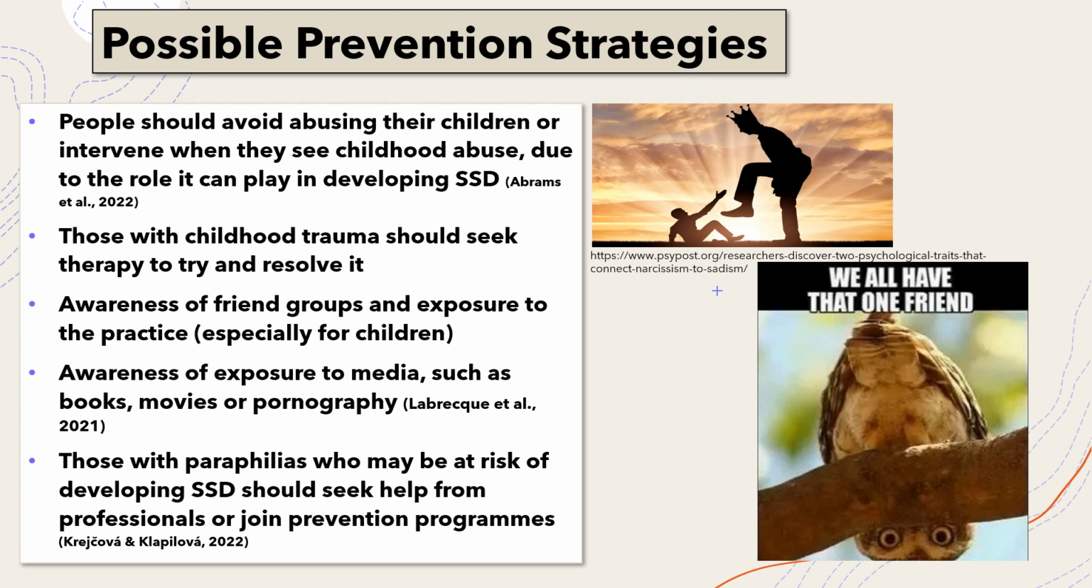People should also be aware of their friend groups, as their friend groups may expose them to the practice. The same applies to awareness of one's child's friend groups. People could also be aware of the exposure to their kids through media, such as the 50 Shades of Grey books, movies, as well as pornography. Those with paraphilias who may be at risk for developing SSD should also consider seeking help from professionals or possibly join prevention programs.